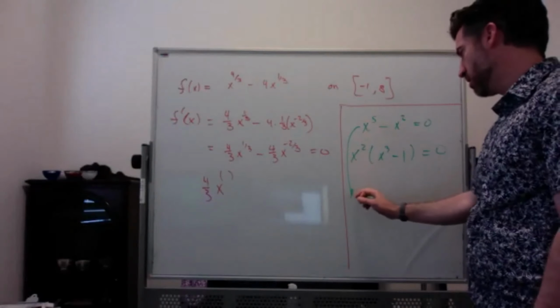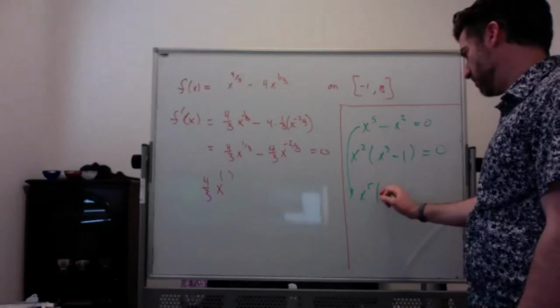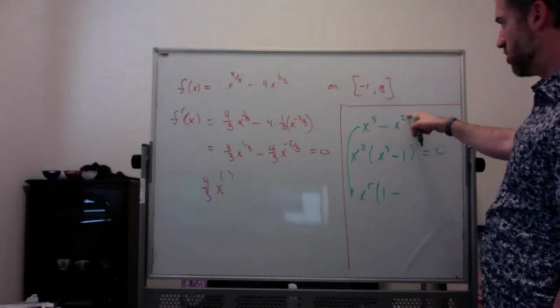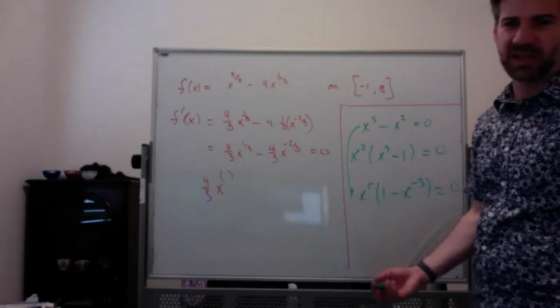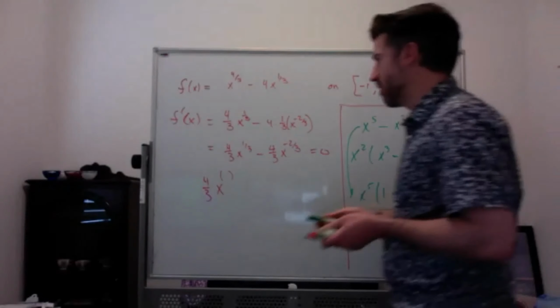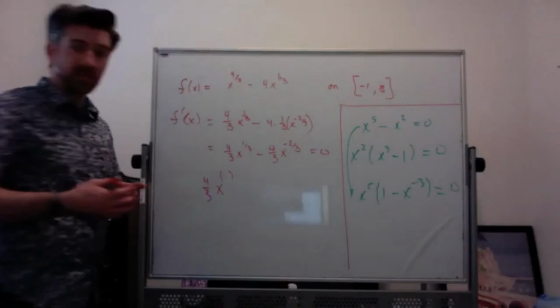If I do it this way, if I factor out an x to the 5th, I'm left with a 1 minus 2 minus 5, which is negative 3. Which would still work, but it's just not what I want. So the thing is here, I actually want to factor out the smaller power.